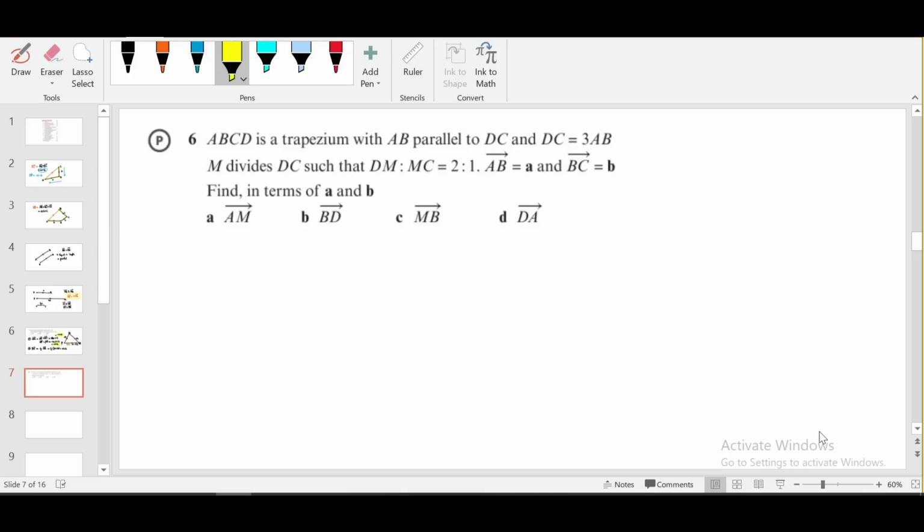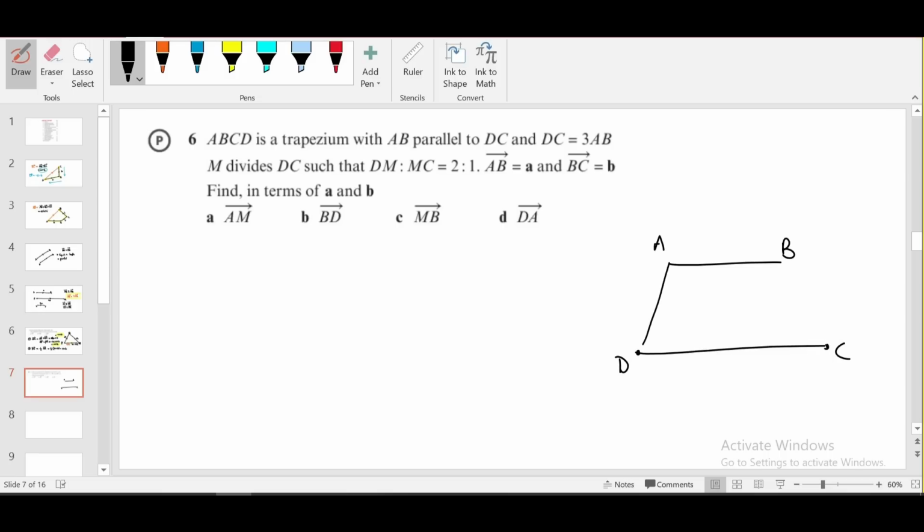Question number 6. ABCD is a trapezium. AB is parallel to DC. Okay, this is the trapezium. DC is equal to 3AB. AB is A, BC is B, and DC is 3AB. So can I write it as 3A? AB is A, right? So 3AB is 3A, right?